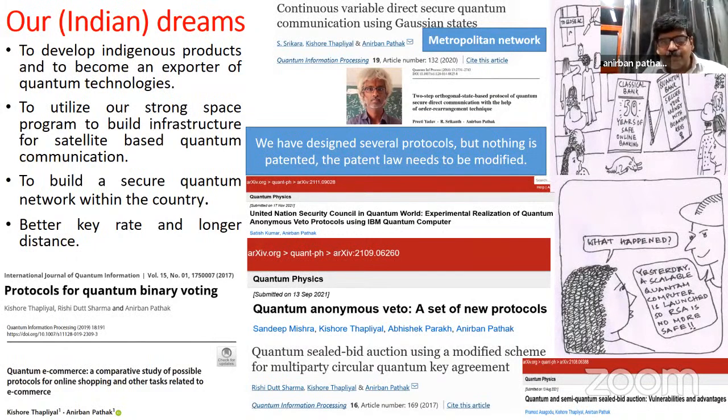The Indian dream is to develop indigenous products and become an exporter of quantum technologies instead of an importer. But at the moment, we have to buy almost everything. In my lab, only the optical bench is Indian.